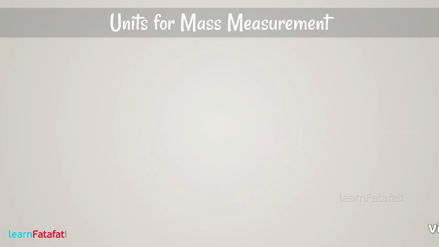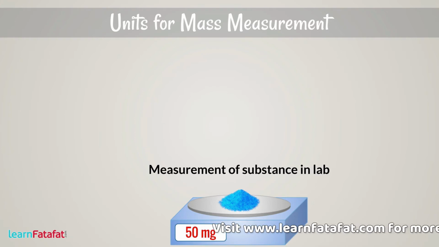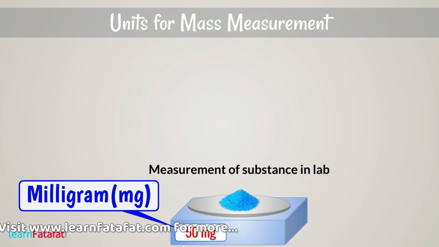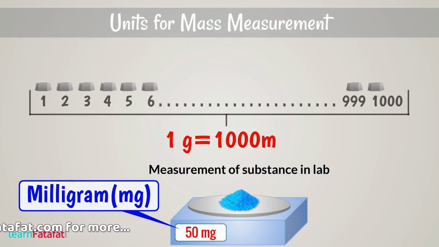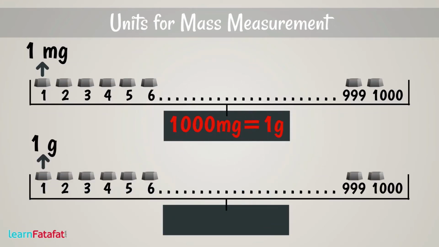Similarly, for even smaller measurements like measurement of substance in laboratory, we use even smaller unit called milligram, where 1 gram equals to 1000 milligram. 1000 milligrams is equals to 1 gram and 1000 grams is equals to 1 kilogram.